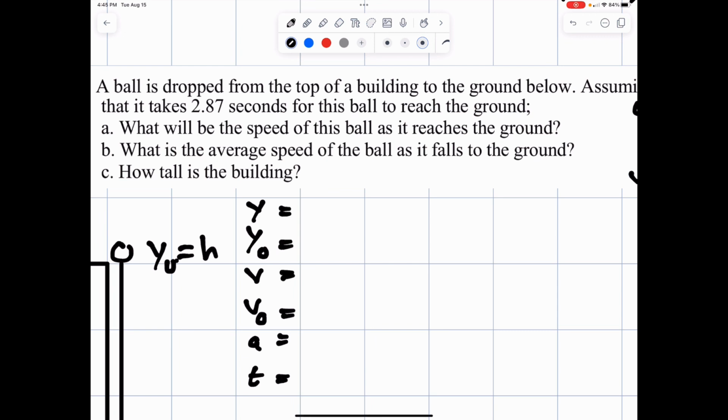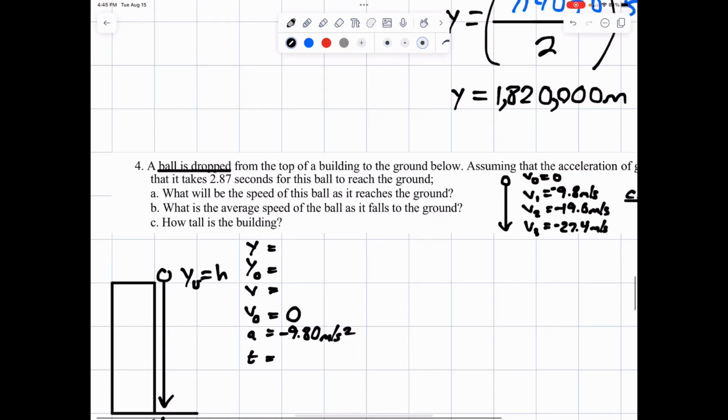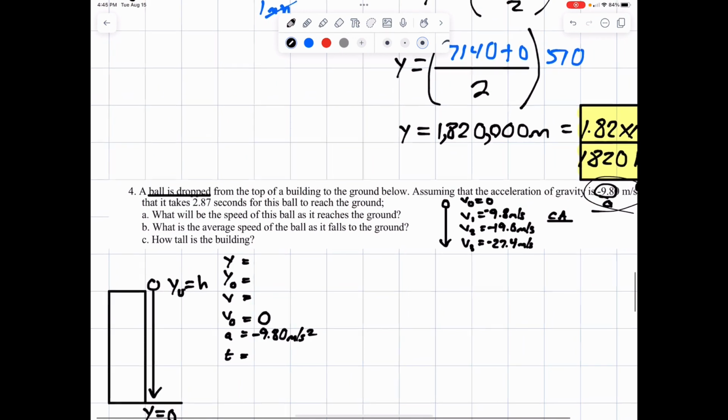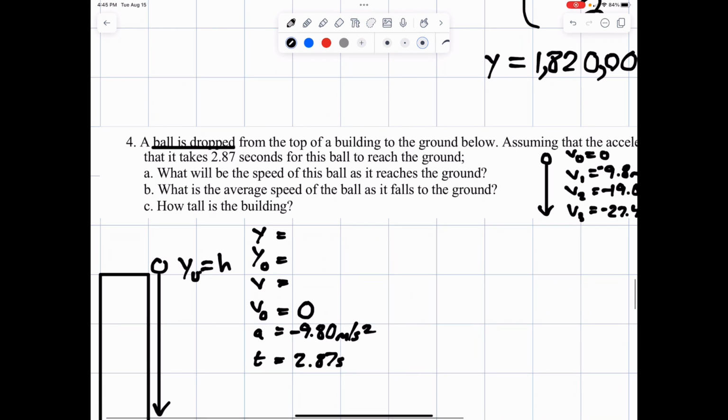Okay, now a ball is dropped. That is code for v naught equals 0. When a ball is dropped, it has no initial speed. Okay, we know a is equal to negative 9.8 meters per second squared. All right, and we know that the time is 2.87 seconds. So we know all that. So what will be the speed as it reaches the ground? That's part A.